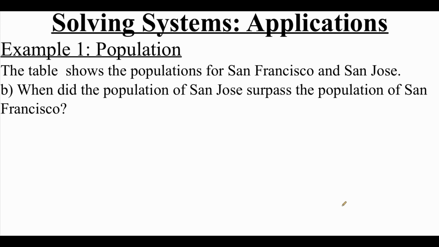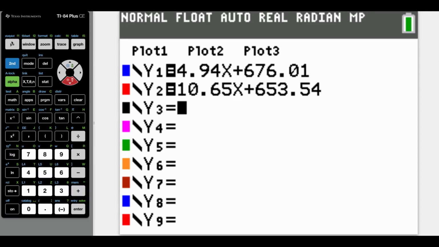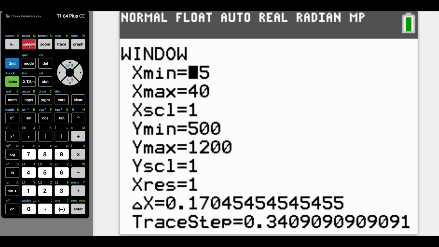Now for part B, we want to figure out when the population of San Jose surpassed the population of San Francisco. So we're going to use those linear models that we just created, and I'm going to use my calculator to help me out. I'm going to graph these out and look for their intersection point. So in my y equals, I've got both of those equations typed in. For my y1, I've got my equation from San Francisco's data, and for my y2, I've got my equation from San Jose's data.